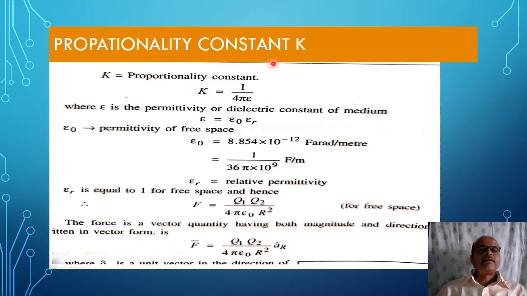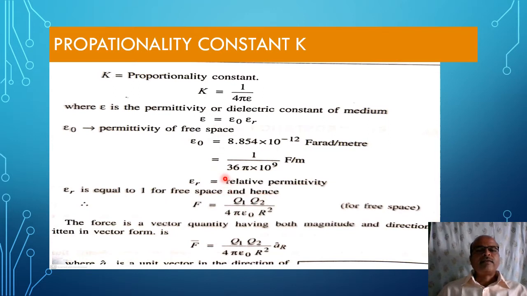Proportionality constant. In the previous equation, k is a proportionality constant, where the value of k is given by 1 upon 4 pi epsilon, where epsilon is the permittivity or dielectric constant of a medium. Epsilon is given by epsilon 0 epsilon r. Epsilon 0 is the permittivity of free space. The value of epsilon 0 is 8.854 into 10 raised to minus 12 farad per meter. In problem solving, you have to recall this value, so keep it in mind.